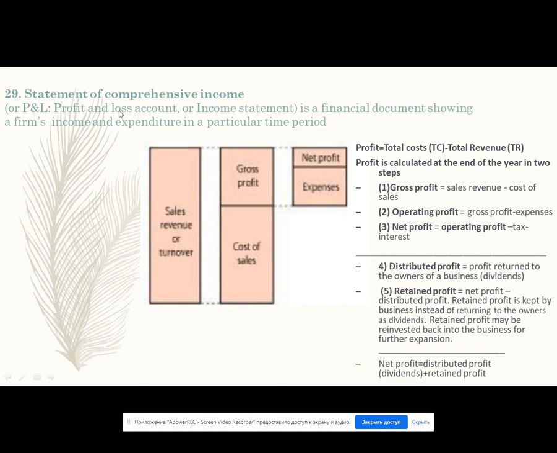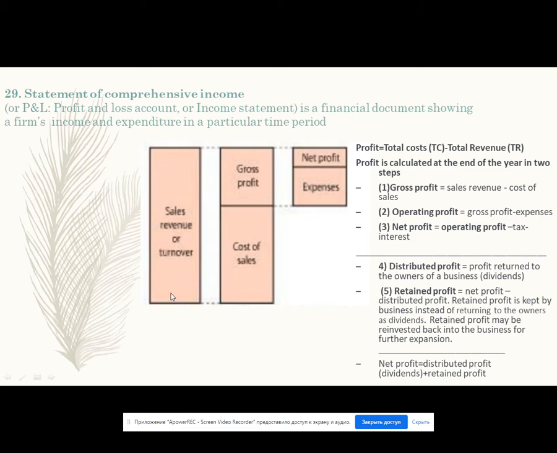You can also say that statement of comprehensive income shows different types of profit and different types of costs in a particular time period. Types of profit, like do we really have different types of profit? Yes, we do. Let's talk about different types of profit first, and then we can focus on statement of comprehensive income per se. So first of all, we have sales revenue or turnover or sales turnover.